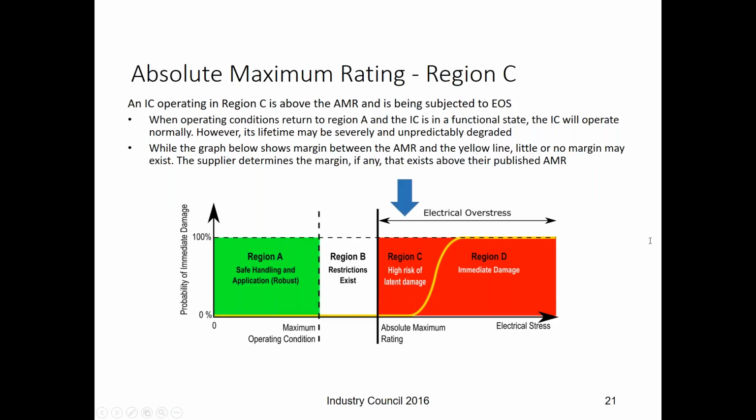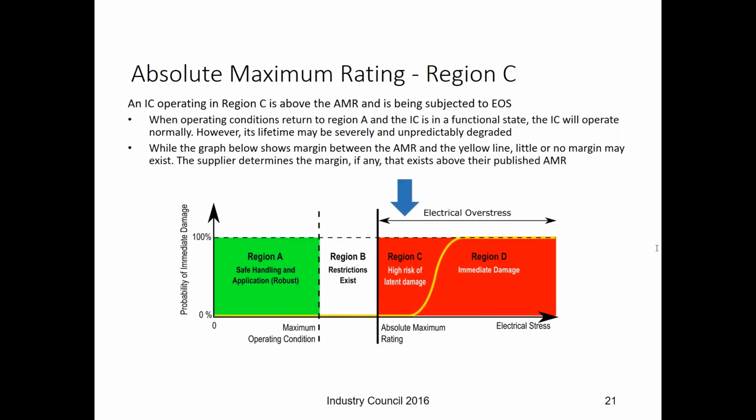So in region C, again, is an area above the AMR. There'll be some devices that may have a probability of failing immediately, although you'll see in that yellow line at the bottom, it stays flat into the absolute maximum rating. Sometimes when designers see this, they think this is additional margin that they can play with. But this is not the case because you're already at high risk for some sort of latent damage. So the absolute maximum rating as defined by the supplier should be adhered to without exception.